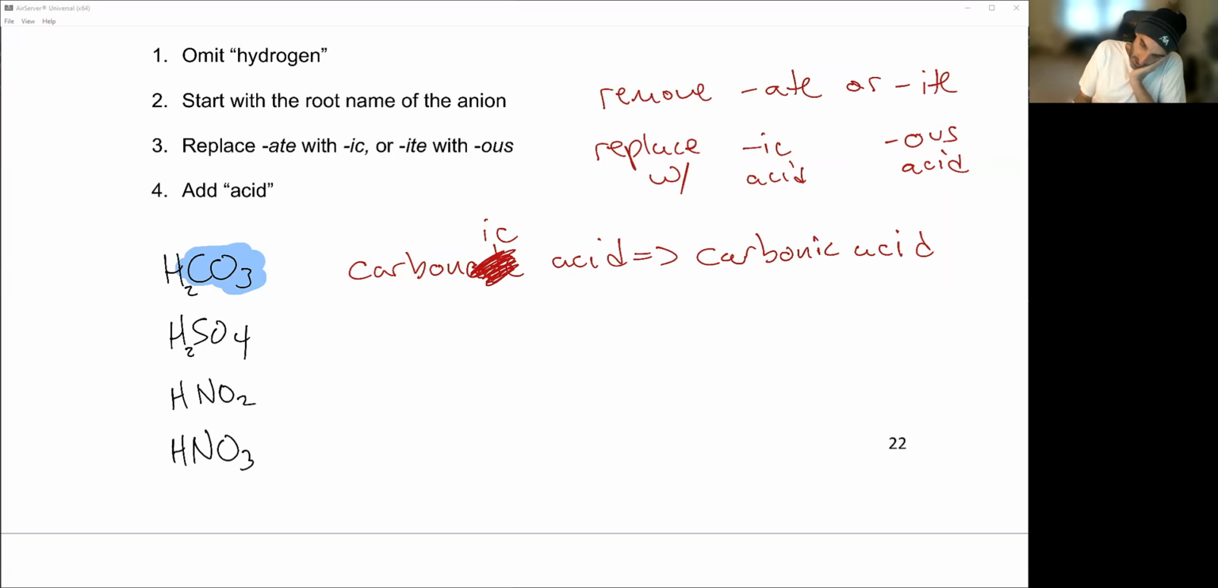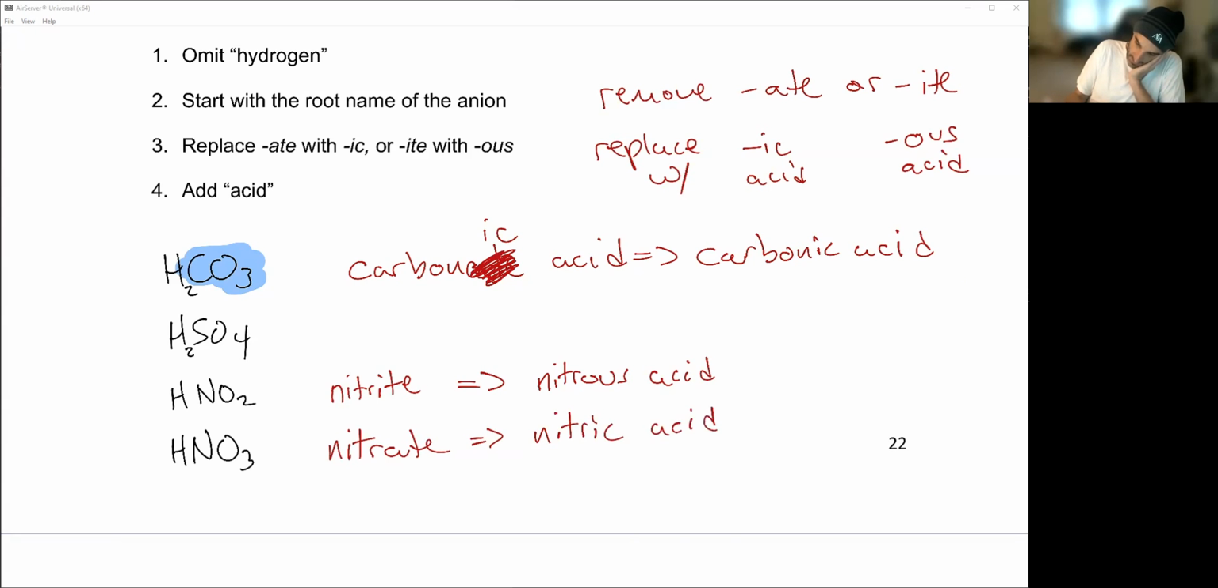HNO2 is nitrite. That turns into nitrous acid. HNO3 is nitrate. This gets turned into nitric acid. Okay, it sounds like a disease almost. Adic-itis. I call it adic-itis. It's the stupid way that I used to memorize it, but it's adic-itis. Okay, adic-itis.